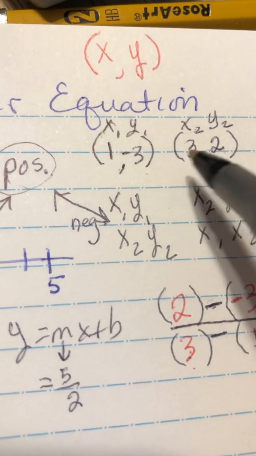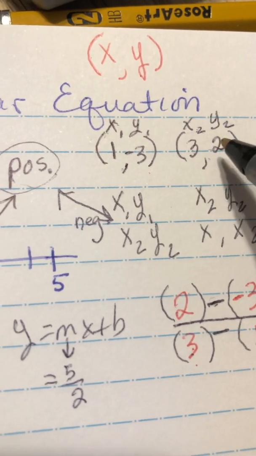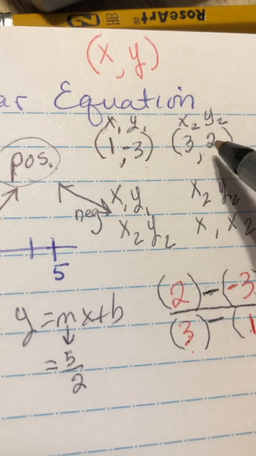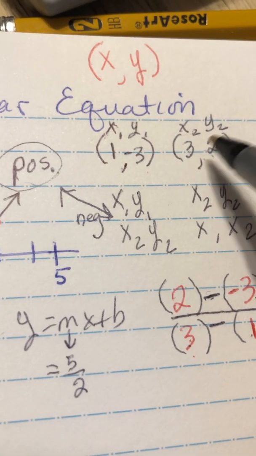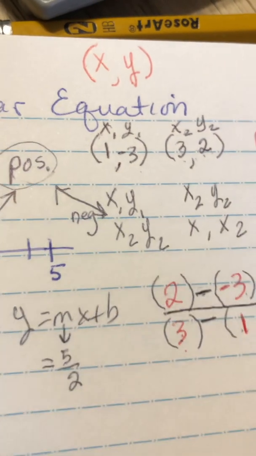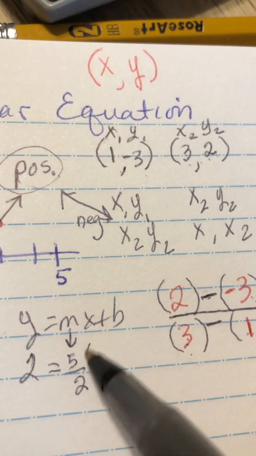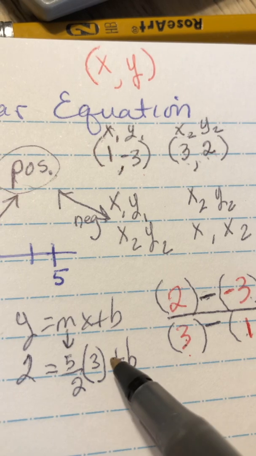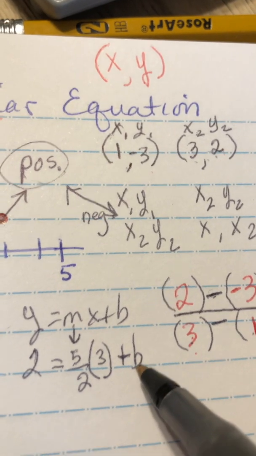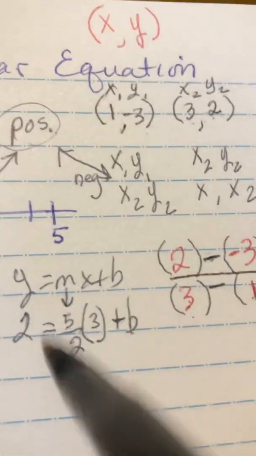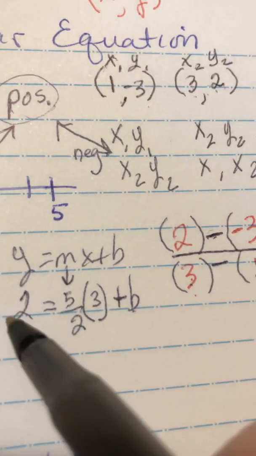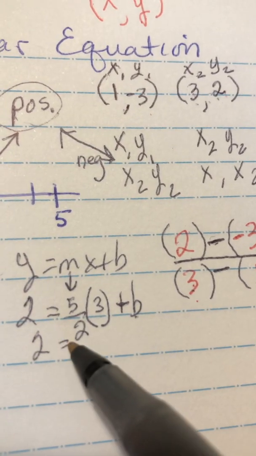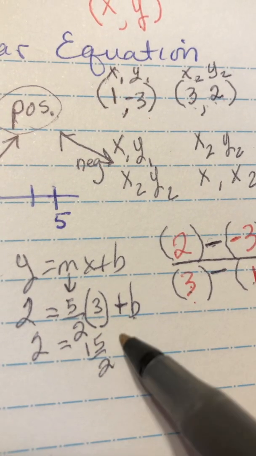So I like to use the one that has all positive numbers in it just because it's easier. So I'll put the 2 in for the y and the 3 in for the x. So 2 for y, 3 for x. And this is going to allow me to have an equation where the only letter I don't know is the b. I'm trying to solve for b. So now when I do the math, I get 2 is equal to 15 over 2 plus b.